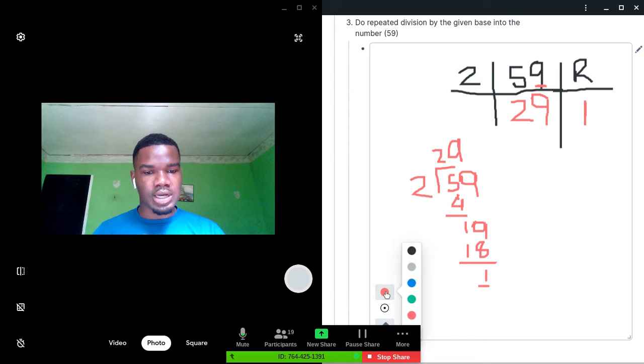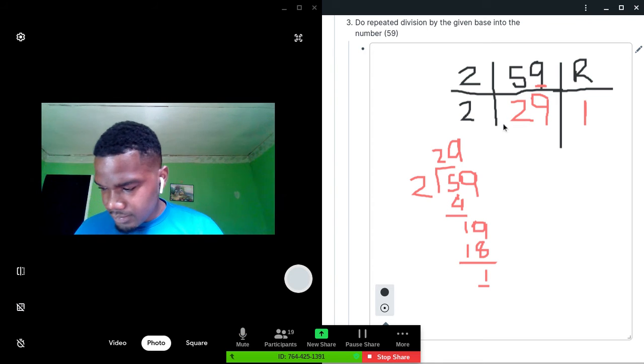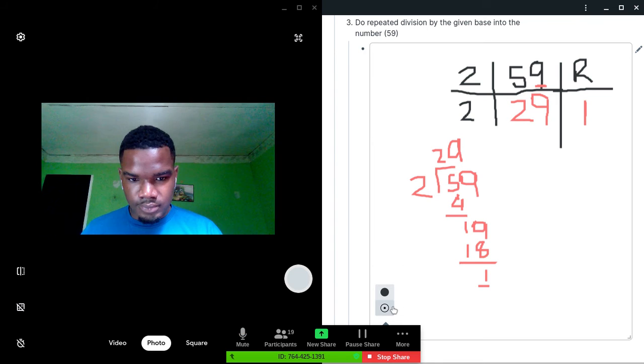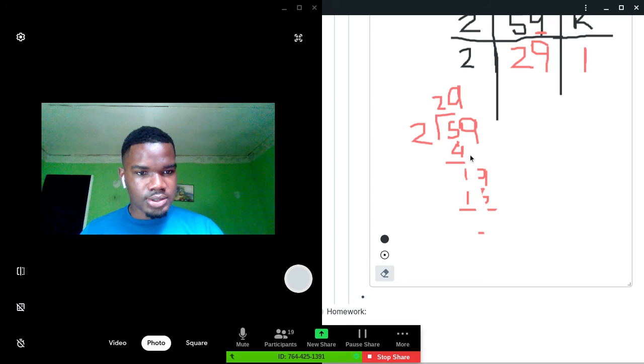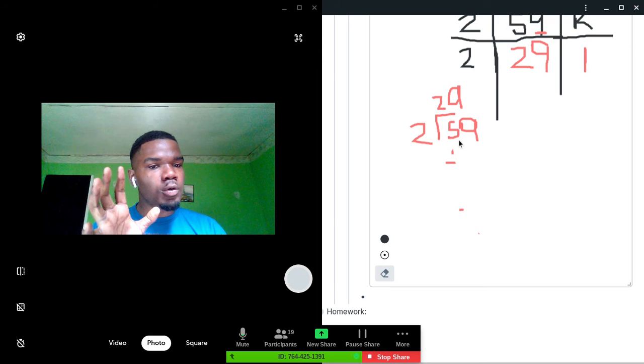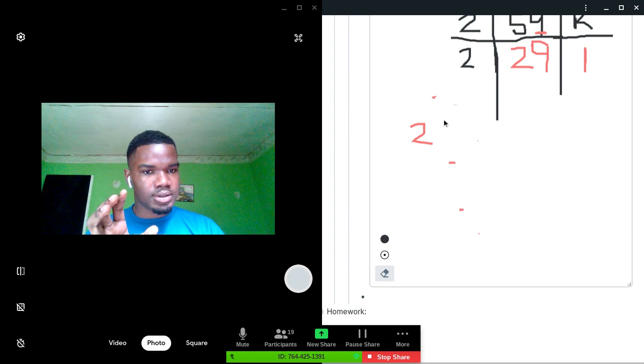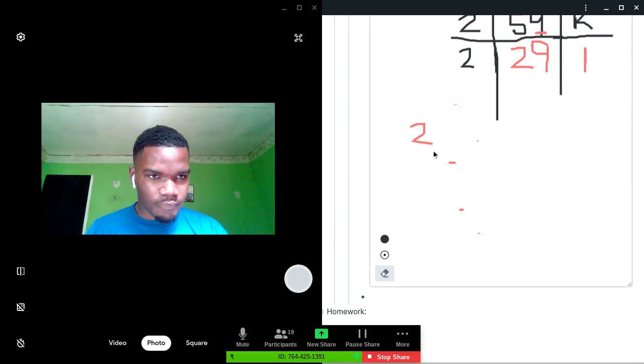All right, let's do the second one. So we're going to say now 2 into 29. How many times does 2 go into 29? Let's quickly draw it. Let's extend this column. 14 times. So to save time, I won't divide it every single time. But if you want to prove the number, you can definitely do that. But it would go 14 times.